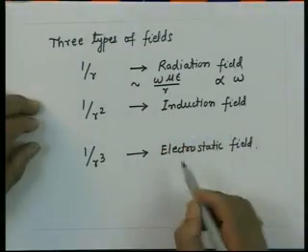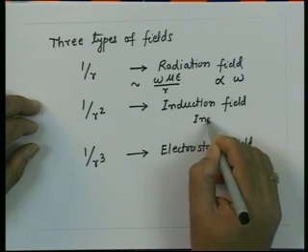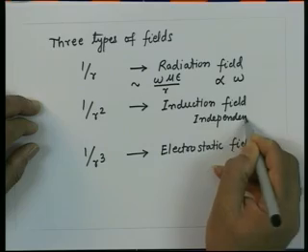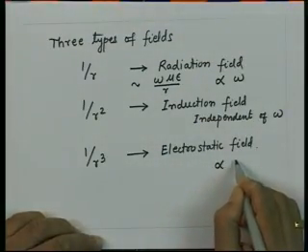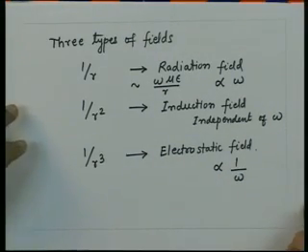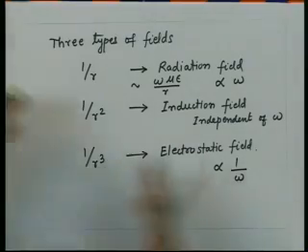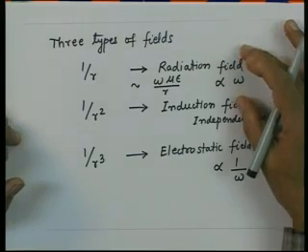So this induction field is independent of omega, and this electrostatic field, whatever we are calling, which is varying as 1 over r cube, is inversely proportional to omega. So, 1 upon omega. As we go to the lower frequencies, this is the term which is going to dominate. This term is independent of frequency, so it is always present, and this phenomenon is essentially a high frequency phenomenon.